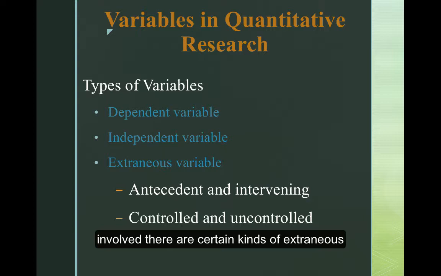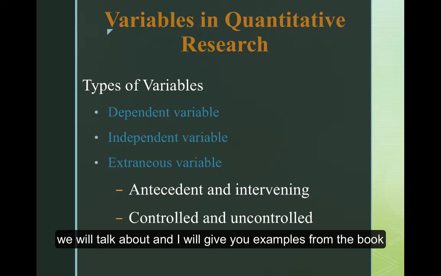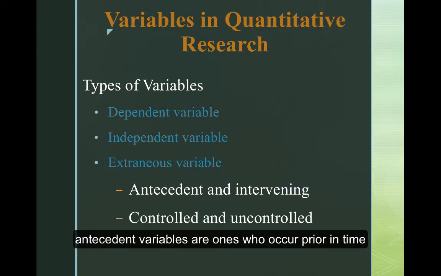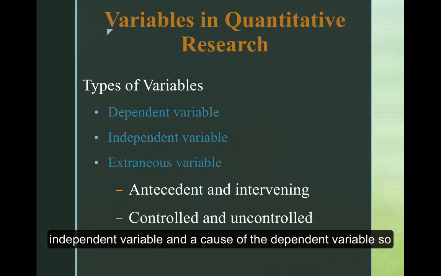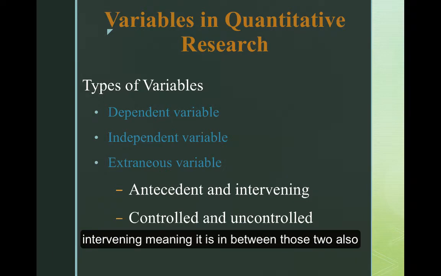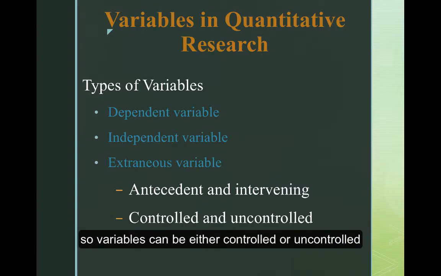There are certain kinds of extraneous variables. So there are antecedent and intervening variables, which again, we'll talk about and I'll give you examples from the book. Antecedent variables are ones that occur prior in time to both the independent and dependent variable, while intervening variables are those that are both an effect of the independent variable and a cause of the dependent variable. So intervening meaning it's between those two. Also, as far as extraneous variables, there are controlled and uncontrolled variables.